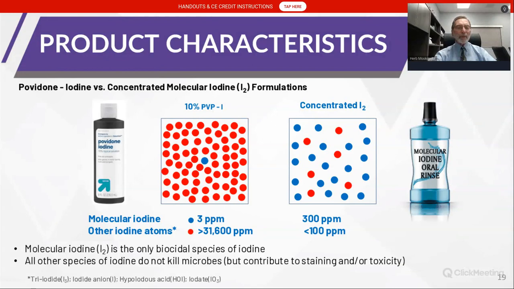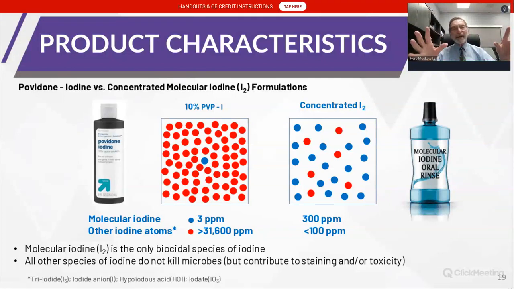And we call it povidone iodine as if it's one thing. It's not. Povidone iodine is actually a dynamic equilibrium of several different species of iodine. It contains iodate, it contains iodide, it contains hypoiodous acid, it contains triiodide, it contains molecular iodine. And in aggregate, all these different species of iodine are present in povidone iodine at a level of 31,600 parts per million, a total of 31,600 parts per million.